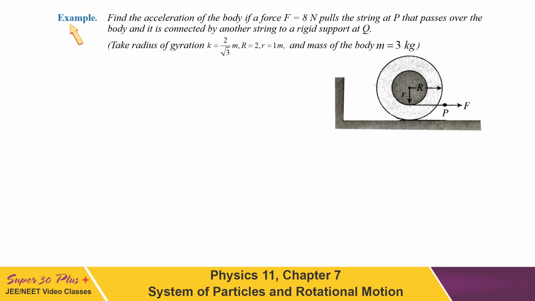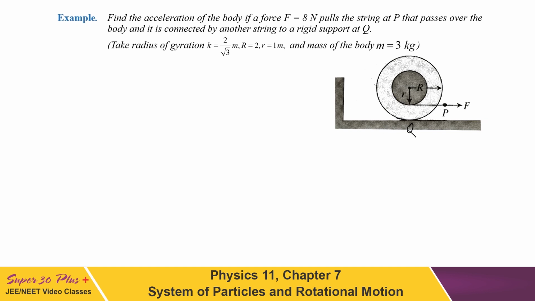Let us solve one example. Find the acceleration of the body if a force 8 Newton pulls the string at P that passes over the body and is connected by another string to a rigid support at Q. Radius of gyration is given here, that is equal to 2 by root 3 meter. Radius is given 2, and the smaller radius of the inner sphere is 1 meter. Mass of the body is also provided, that is 3 kg. We have to calculate the acceleration of the body. So let us solve this example.